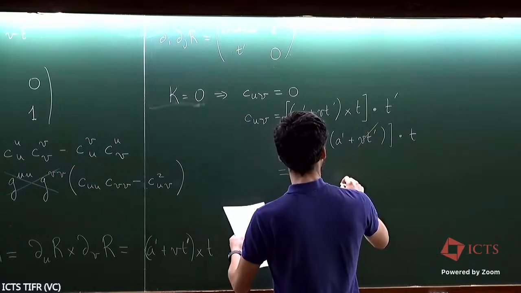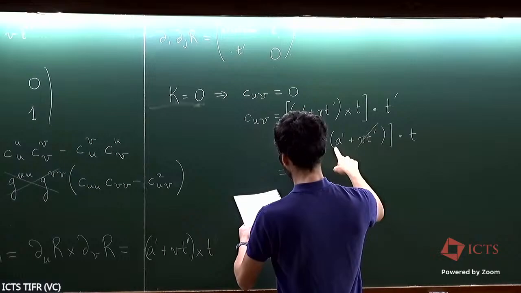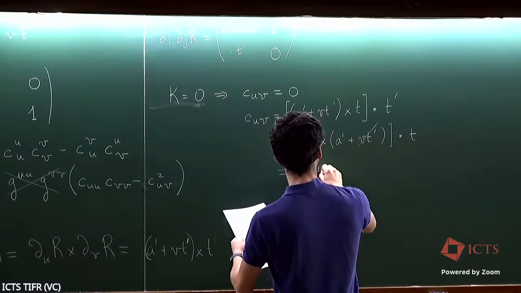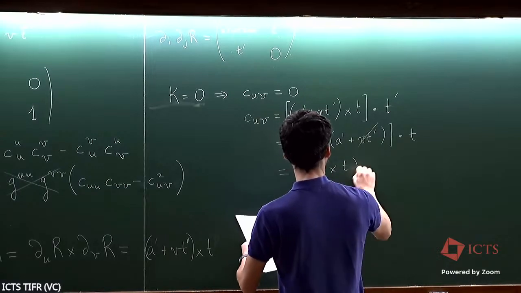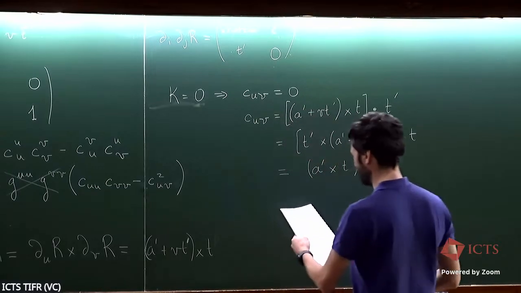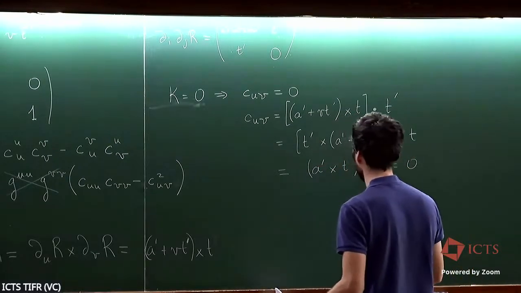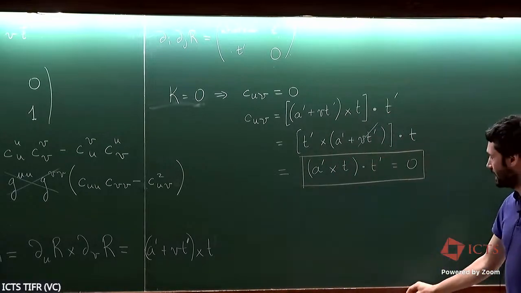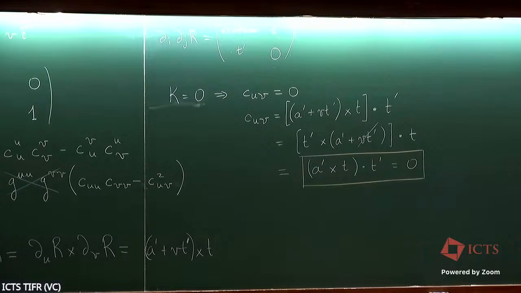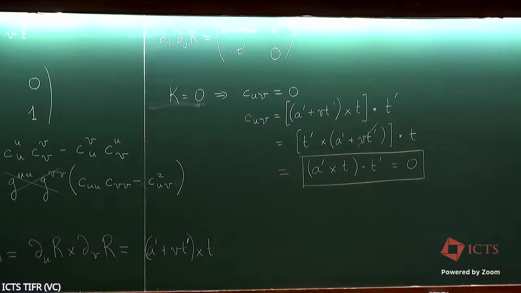And I end up with, how do I write it? I have t prime, a prime. I will shuffle again the other way. I will have a prime t scalar product t prime equal to 0. So this means that the ruled surfaces have to satisfy this condition for their Gauss curvature to vanish, so to be developable.